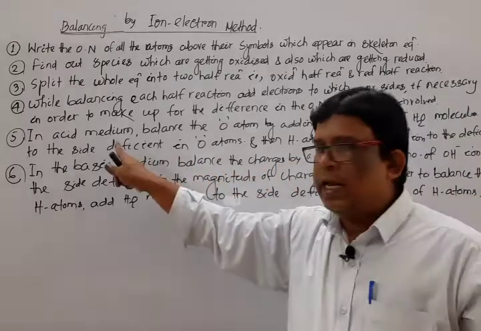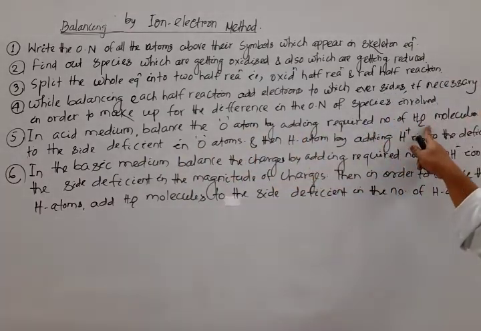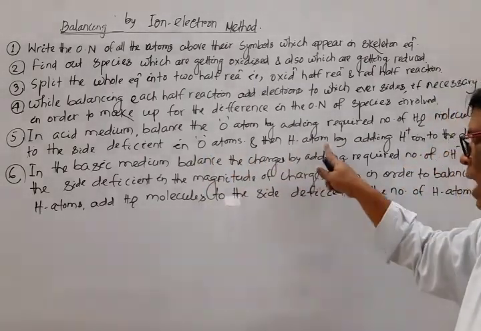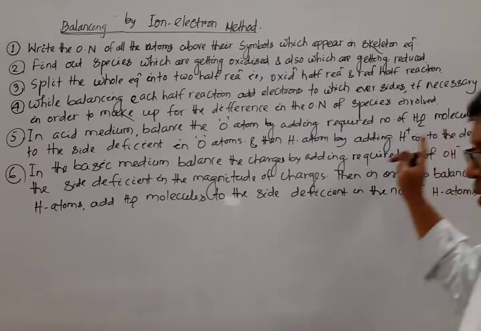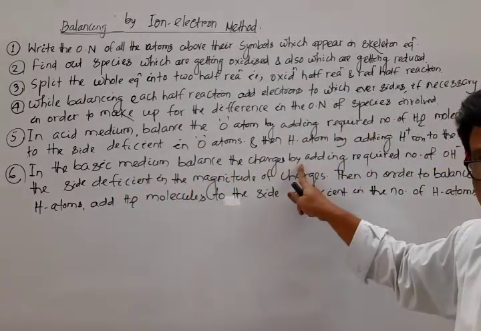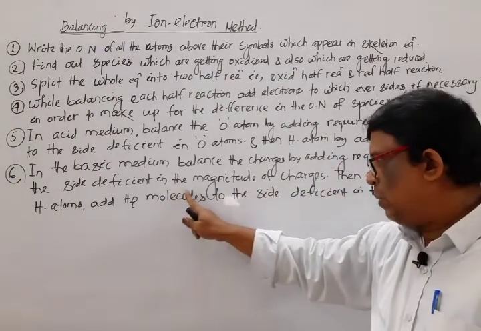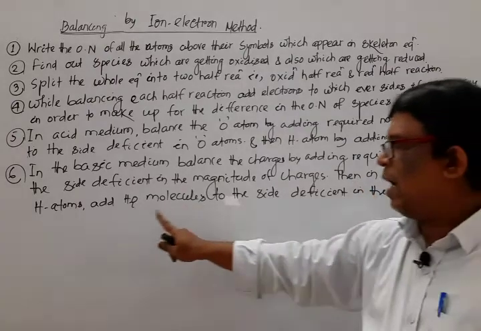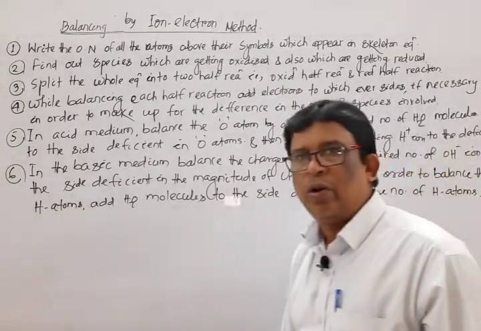Next point, in acid medium, balance the oxygen atoms by adding the required number of water molecules to the side deficient in oxygen atoms, and then balance the hydrogen atoms by adding H plus ions to the deficient side. Similarly, in alkaline medium, the basic medium, balance the charges by adding the required number of OH minus ions to the side deficient in the magnitude of charge. Finally, in order to balance the hydrogen atoms, add water molecules to the side deficient in the number of hydrogen atoms.